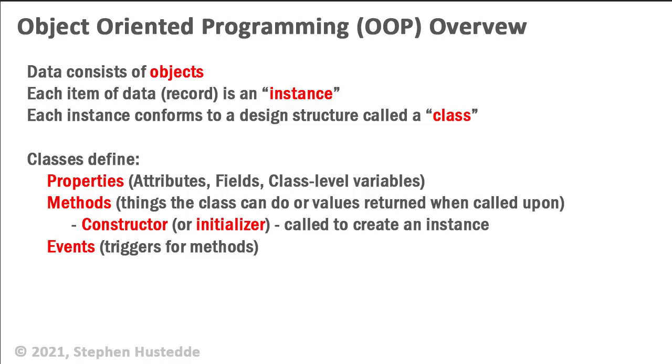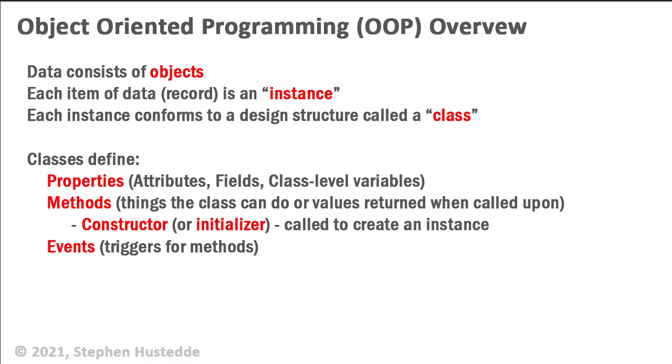Each class defines properties, and depending on the language, that might be referred to as attributes or fields or class-level variables. Classes also define methods, and those are the things that a class instance can do, or maybe the values returned upon calling a method in a class. Some classes aren't necessarily used for data objects as much as they are used for a collection of various types of methods that can be referenced. The random class we've been using already is a great example of that.